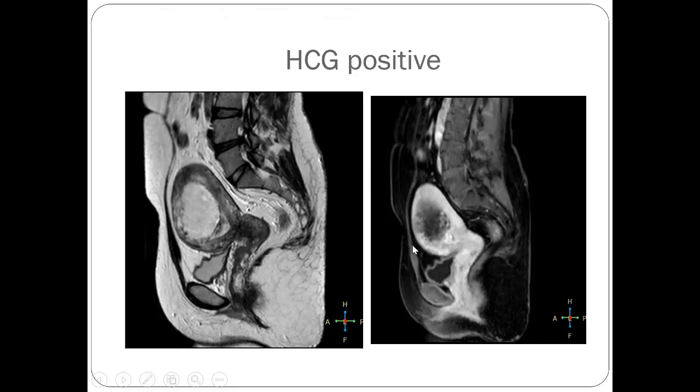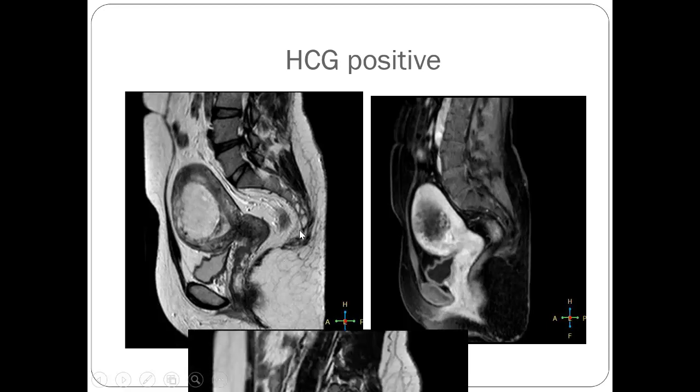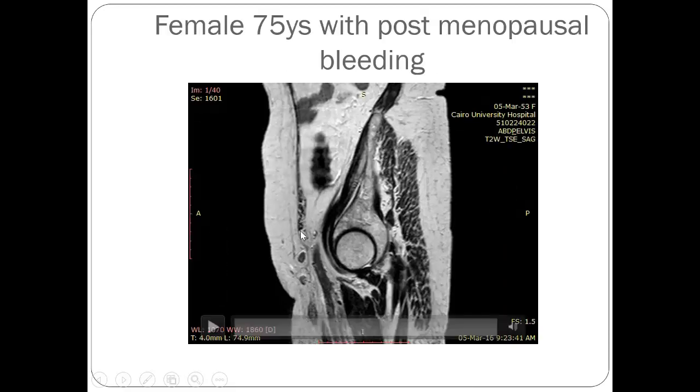And this patient was an invasive molar pregnancy. So in cases of thickened endometrium in a patient in the childbearing age, the first thing to do is the HCG level, to see if she's pregnant or not. So this is an invasive molar pregnancy.